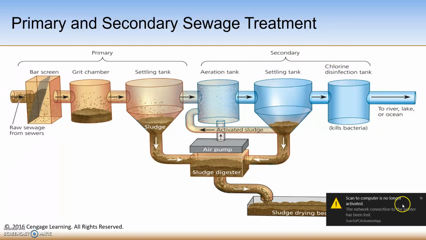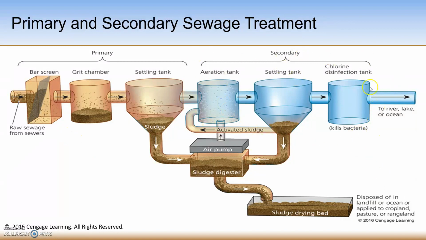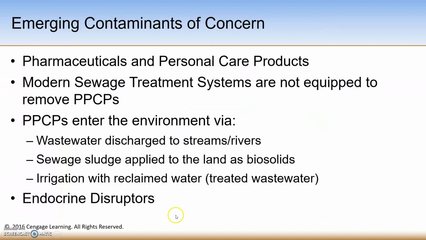This portion of the diagram depicts the secondary treatment that occurs at a wastewater treatment plant, and the focus is on removing any additional solids from the system, as well as any biochemical oxygen demand, and killing bacteria and removing nutrients. One thing worth noting is that pharmaceuticals and personal care products are not removed through wastewater treatment processes, and as a result, these are now considered emerging contaminants of concern. And I'll talk more about these in the next lecture.